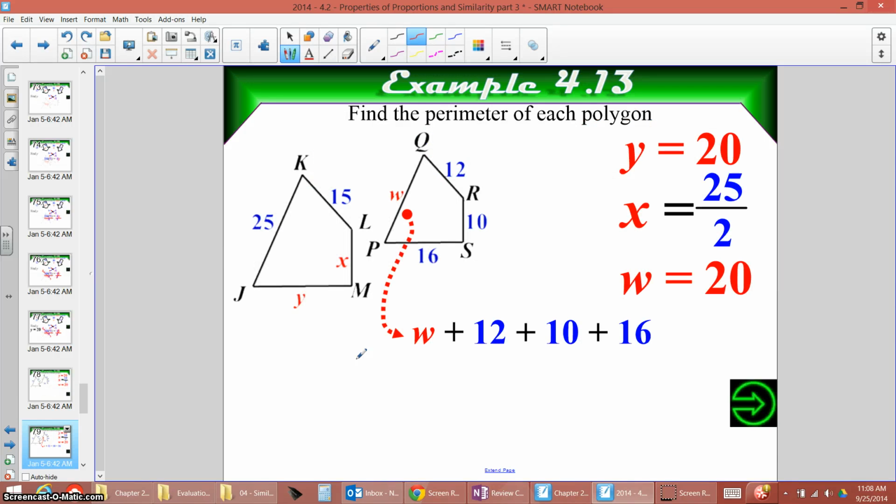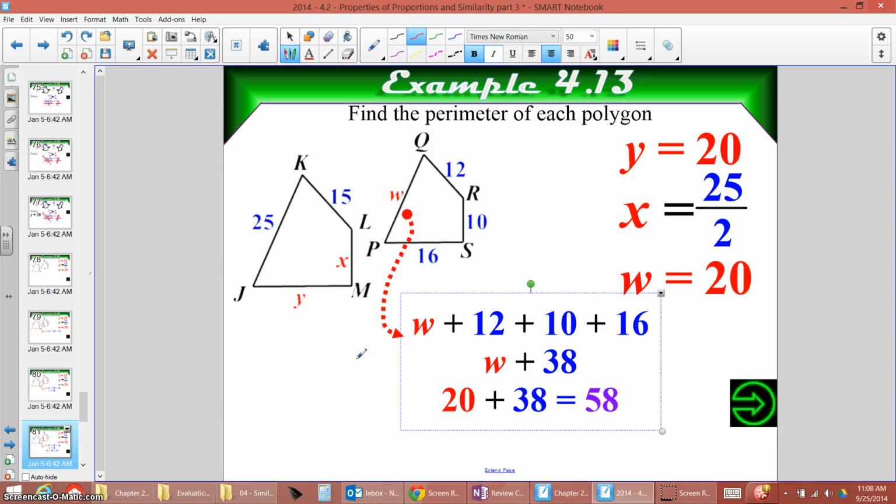I'm going to plug all those values in, and I'm going to find my perimeter. W plus all of those pieces gives me W plus 38. Well, W is just 20, so the perimeter of the first one is 58. Now, if I knew my scale factor, I could take this number, multiply it by that scale factor, and come up with the perimeter of the other polygon. Let me show you that later. But right now, just remember 58 times the scale factor gives me the perimeter of the other shape.